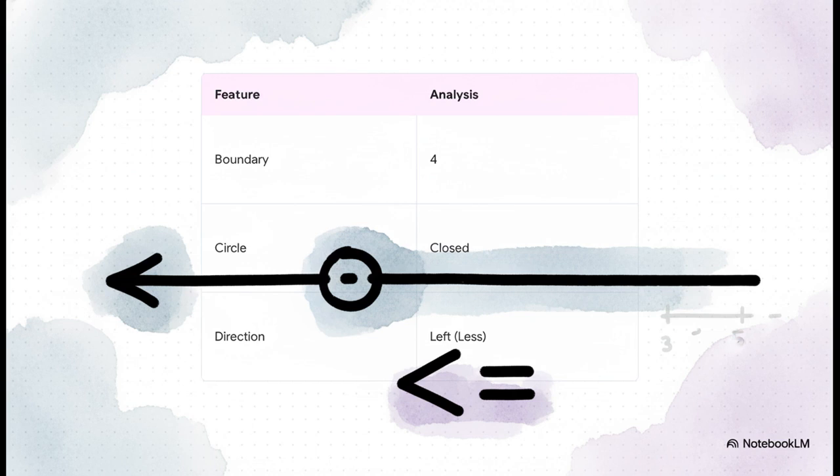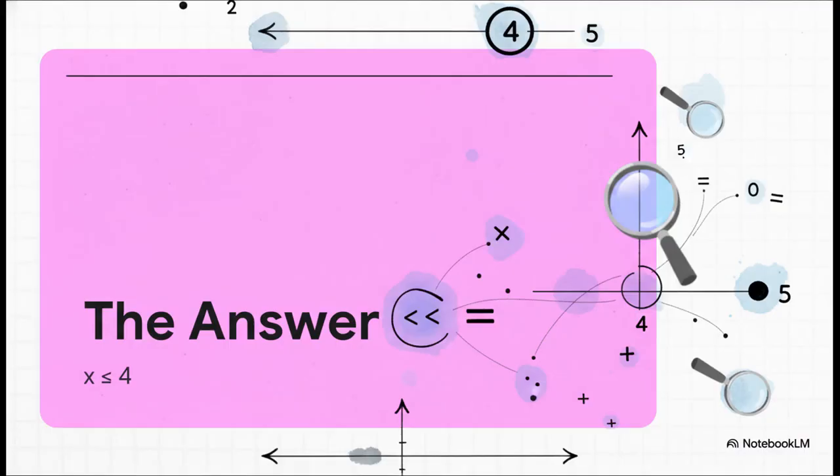Step 3, the direction is left toward the smaller numbers, which means less than. And boom, that's how we get our answer. The variable x represents all the numbers that are less than or equal to 4. That little line underneath the symbol, that's all thanks to that filled-in closed circle. See how every little detail matters?